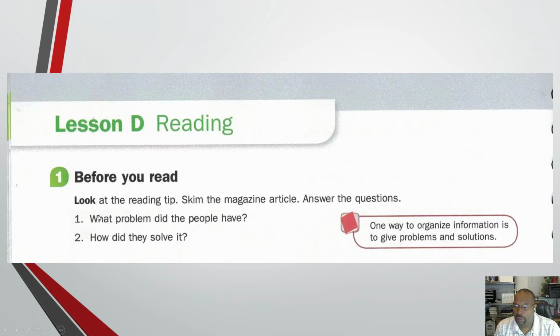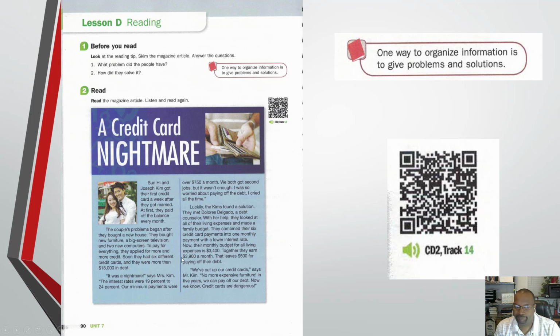Before you read, what problem did the people have? Number 2, what did they solve? How did they solve it? Well, it's kind of hard to figure out how they solved the problem. Obviously, it's pretty clear that the problem was something to do with a credit card. Okay, so I don't really know how they want us to answer how did they solve their problem. They started out here pretty happy, so I don't really know how they ended up here at the end. So I don't know if I can answer this.